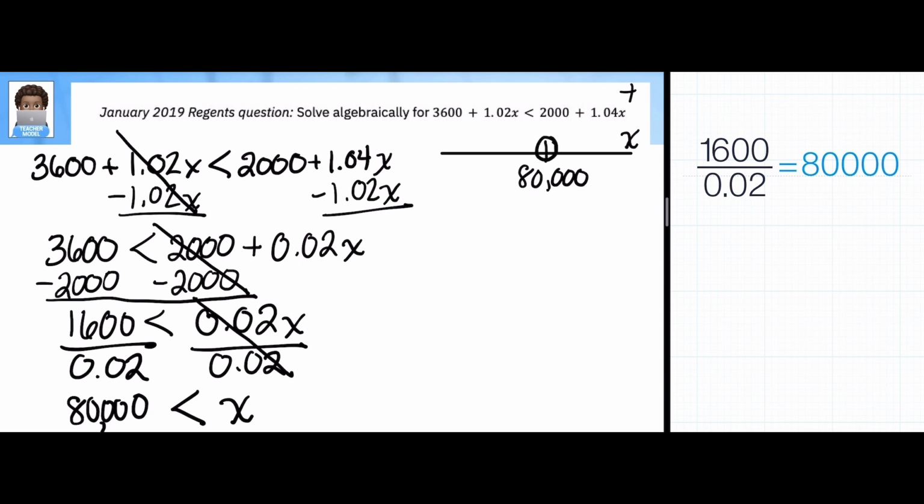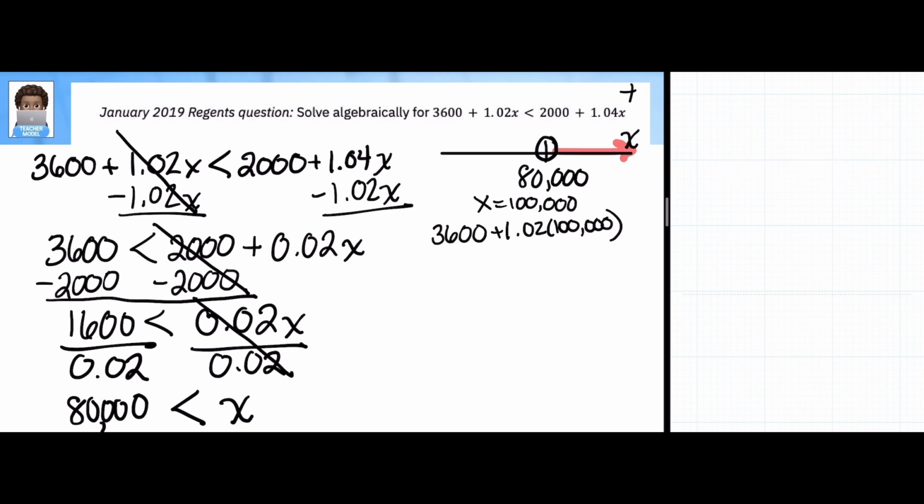So again, I'm going to draw my circle, leave it open, and I want all the values to the right of 80,000. So everything bigger. Let's choose an easy number. I'm actually just going to choose, for our check, why don't we just choose 100,000? You might be saying, I thought you wanted an easy number. Yeah, I did. All right, so 3,600 plus 1.02 times 100,000.